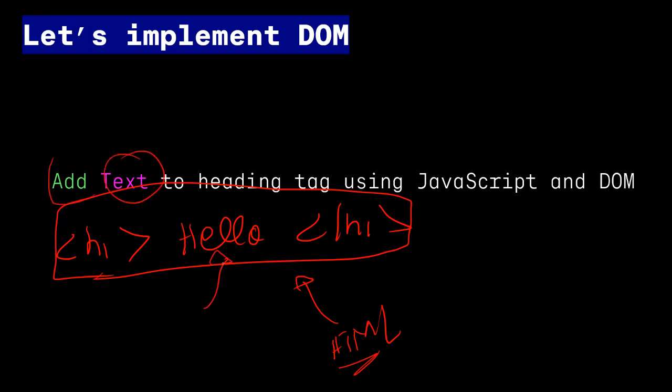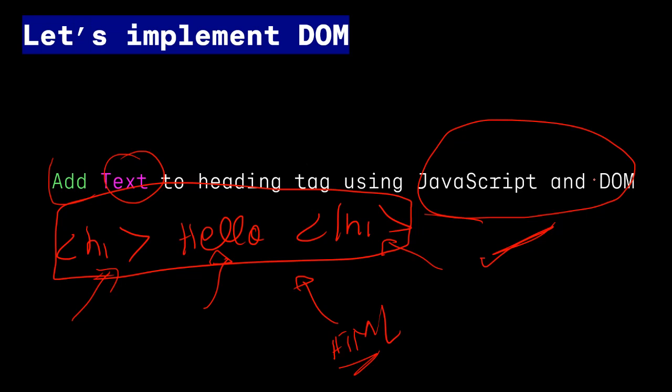Hello is the text that I just created, to the heading tag. So we have this heading tag here. They wanted us to add text to this heading tag using JavaScript and DOM. Okay, perfect. This is a good place to start. Let's see how we can do this one.